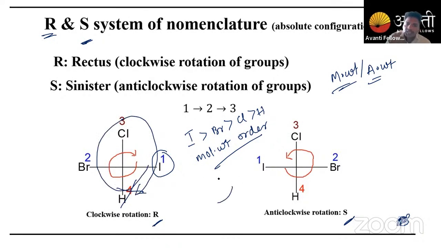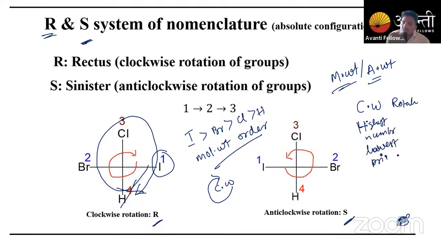So what type of rotation is it? Clockwise rotation. And now see, number 4 is on which line? Vertical line. If it is a clockwise rotation, and the highest number, or lowest atomic weight, the lowest priority group, is on the vertical line, then it is an R configuration.